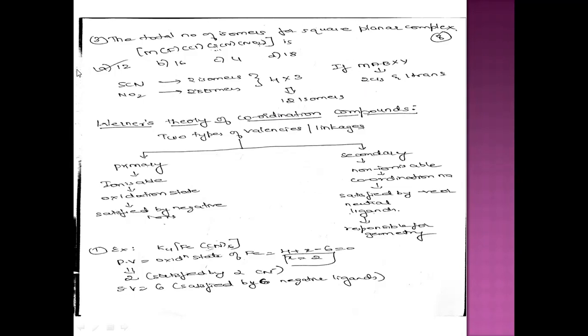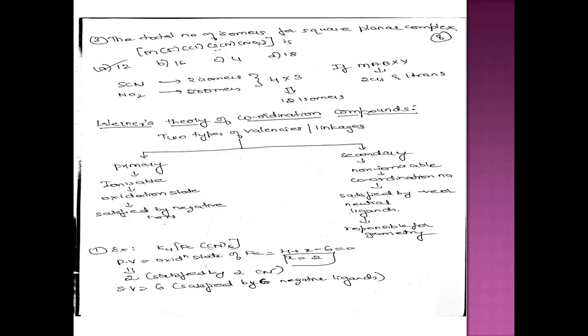So these are the types of questions they will ask regarding isomers. This is lecture 1. We will see the rest of the theory, that is Werner's theory, VBT and molecular orbital theory, in the next lecture series.